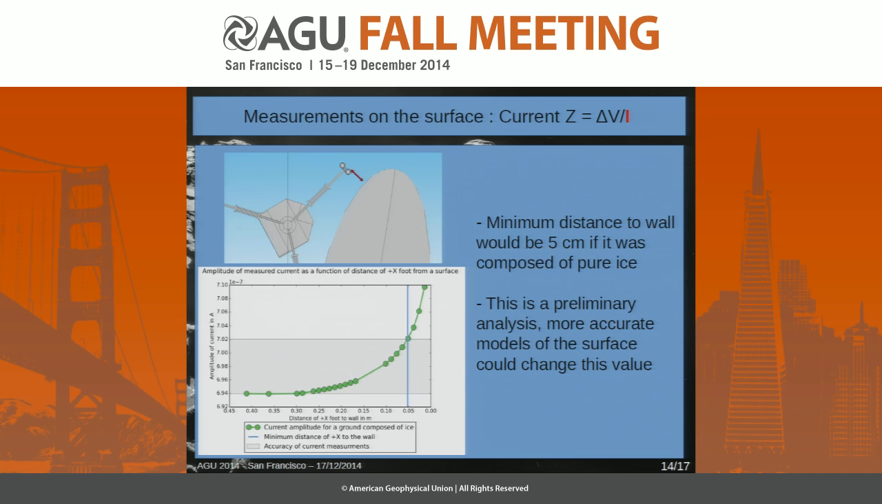What I've considered is that the injected current is influenced by the surface when it gets to a value that is equal to the value in vacuum plus the accuracy of our measurements during the cruise of Rosetta. This is a preliminary analysis, but if we suppose that the surface is composed of pure ice, it means that the minimum distance of plus X to the wall would be 5 centimeters. More accurate models of the surface and of the position of the lander could change this value, but the magnitude should not change that much.